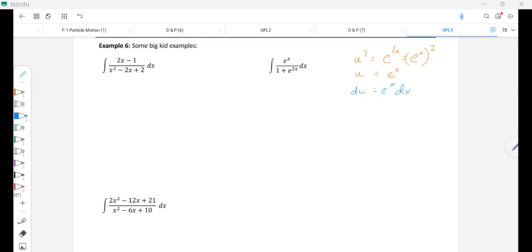dx, in the language of integrals. And then it's e to the x dx, and 1 plus u squared. So it literally is just the integral of 1 over 1 plus u squared du, which is arctan of u. Arctan of u plus c, which is the arctan of e to the x plus c.